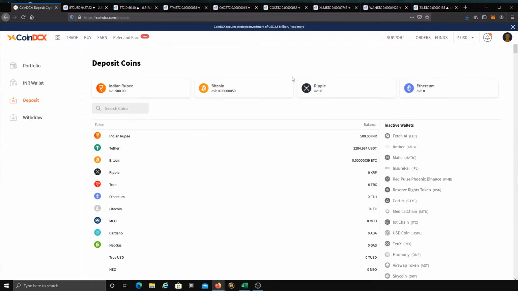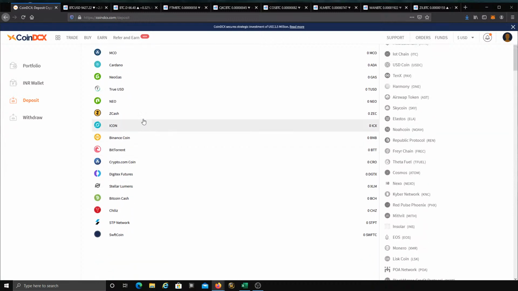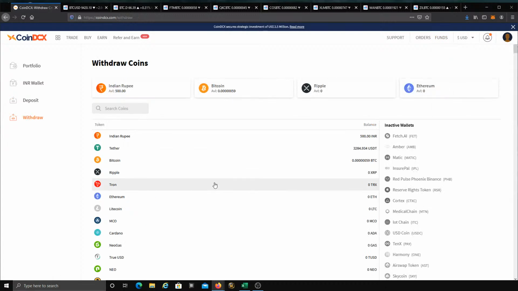Okay, the deposit button, this is where you can deposit coins into the exchange, and of course your list, and it'll bring up Neo, for example. It'll bring up your wallet address, the copy and paste. So nothing that we haven't seen already. Same with withdrawal, same concept, and your wallet history, orders, order history, margin history, and Insta history.